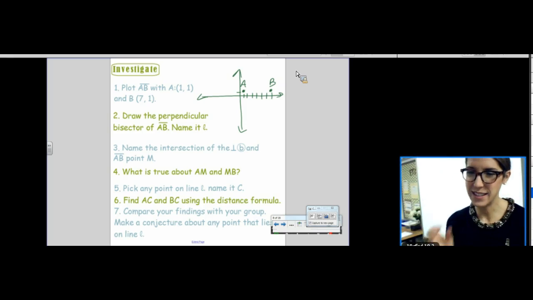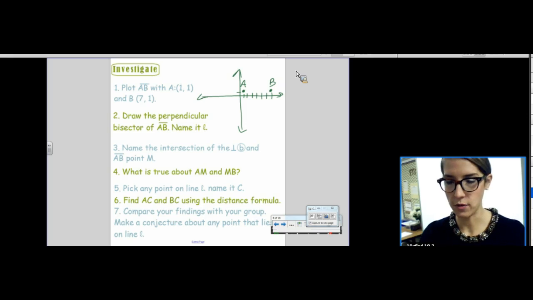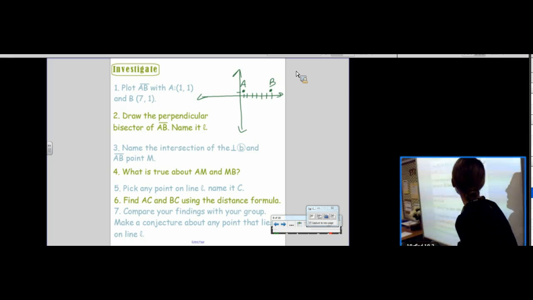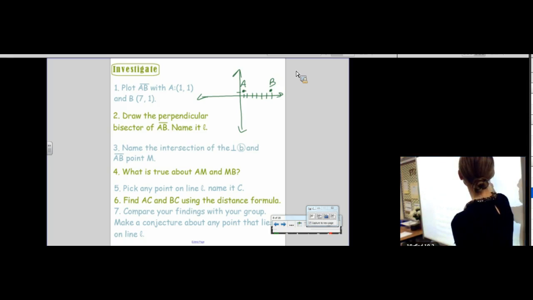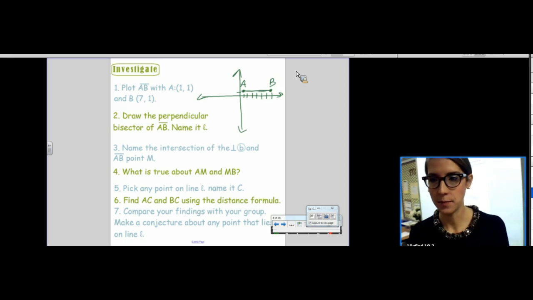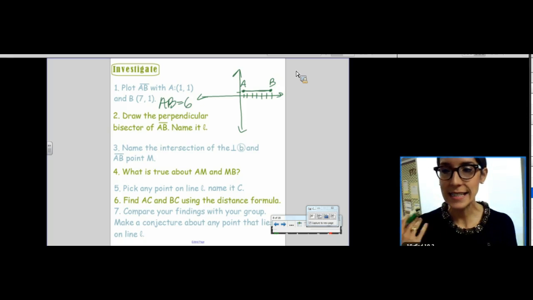It would be the best to do it on graph paper, but I know you don't all have graph paper. So we're just going to go with this. All right, go ahead and connect A to B to create segment AB. What's the length of segment AB, by the way? Next it says to draw the perpendicular bisector of AB.